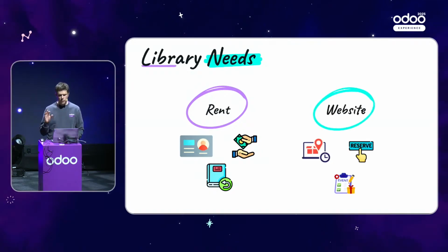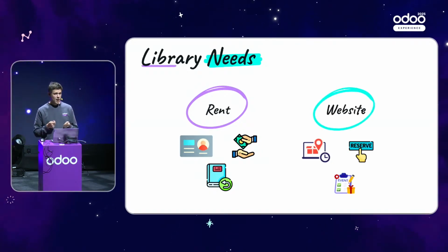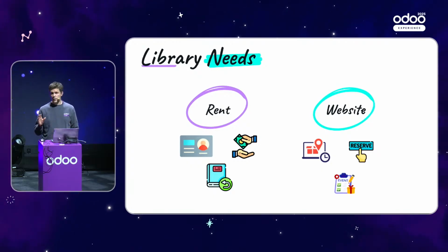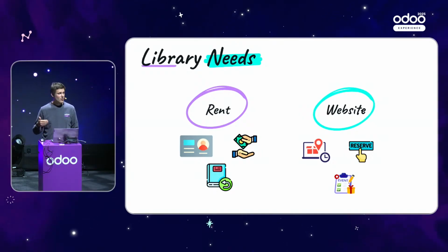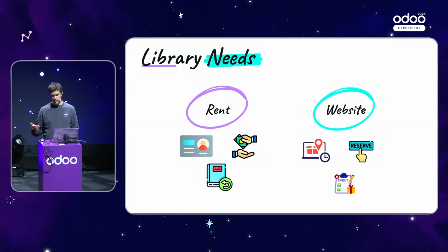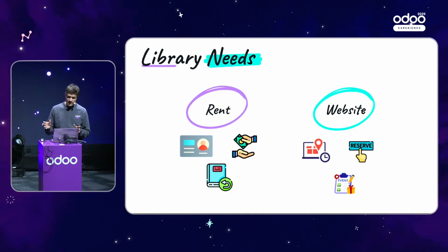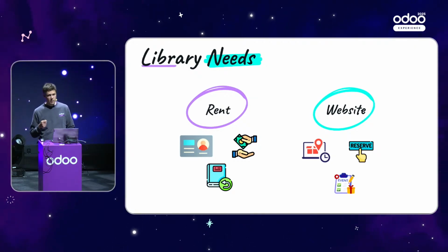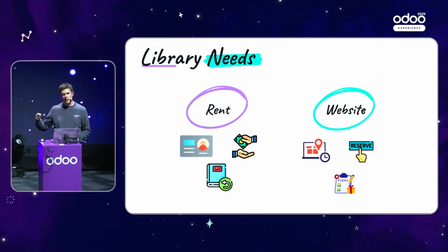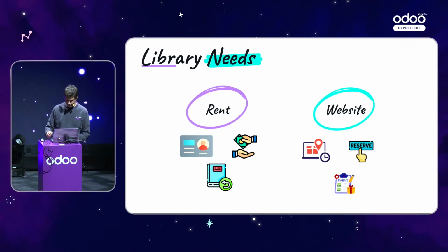The second block is more related to the website. On my website, first, I want to be able to publish my product catalog. Obviously, my customers want to know what I have available in my library and what is available right now and not reserved. Linked to that, I want to offer my customers the possibility to reserve a book directly online, and then they will pick it up at the library later on.